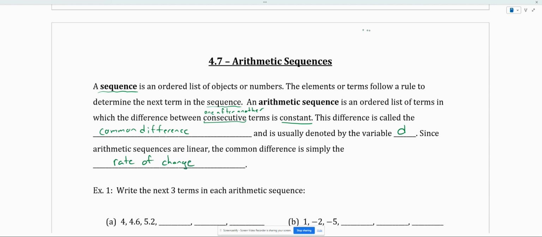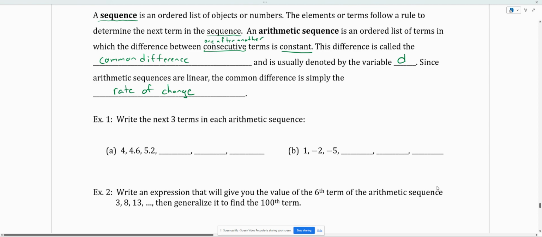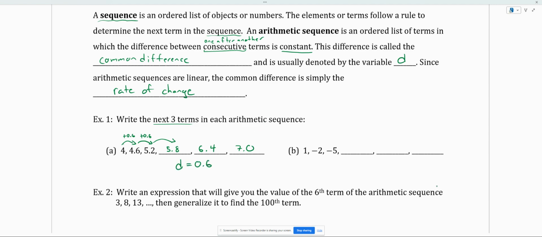So let's take a look at some sequences, and it's just saying write the next three terms. In other words, find the pattern and what these are increasing by consistently. The constant rate here is plus 0.6, and next we get another plus 0.6. So being told that this is an arithmetic sequence, the next terms must also be plus 0.6. So we get 5.8, 6.4, and 7.0. Okay, so in this case, our d is equal to 0.6.